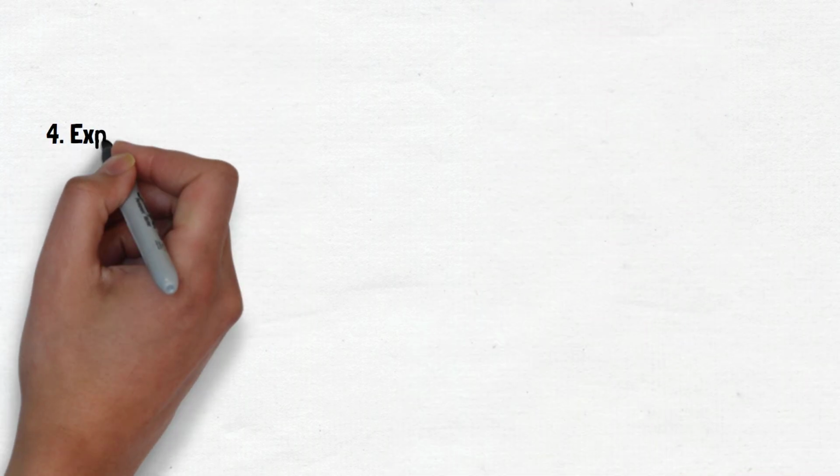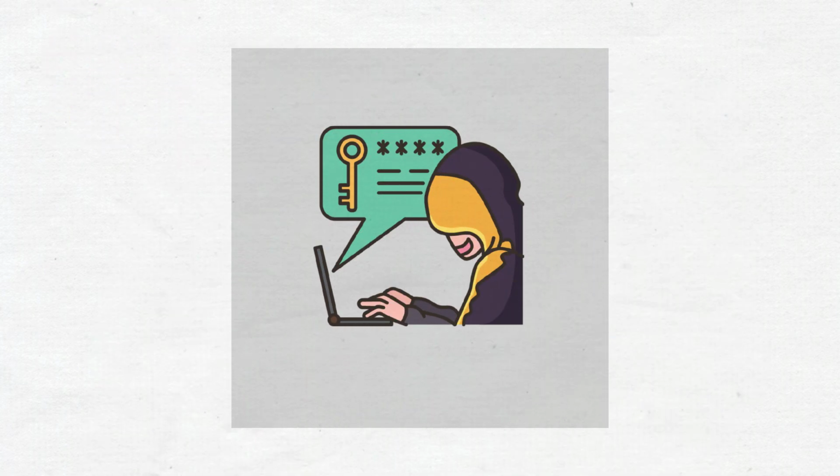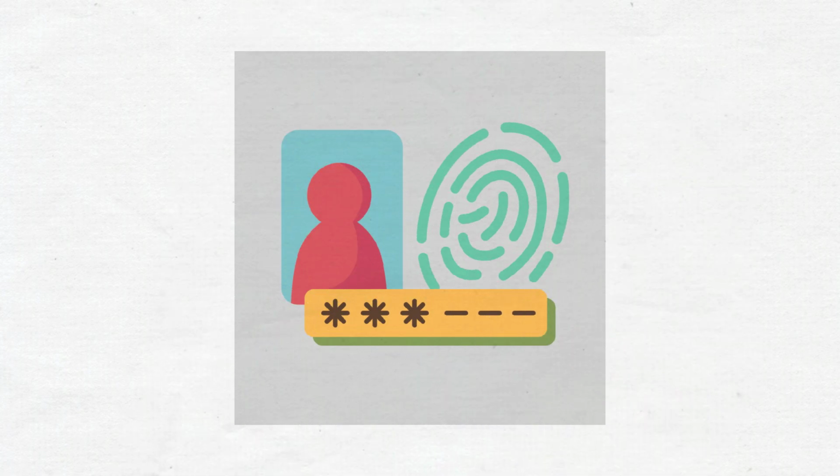Number 4 is exploitation. The weapon is activated, exploiting vulnerabilities in the target system. This could involve executing malicious code, gaining unauthorized access, or taking advantage of weaknesses.